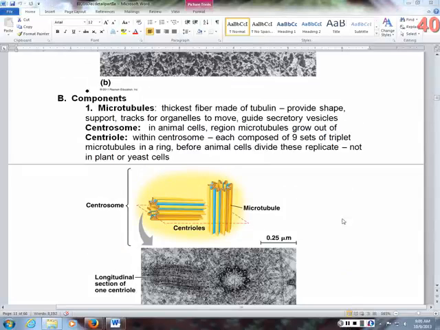Okay, so we're looking at this point, what we started to talk about with the cytoskeleton. And your cytoskeleton is going to be made up of different types of fibers.